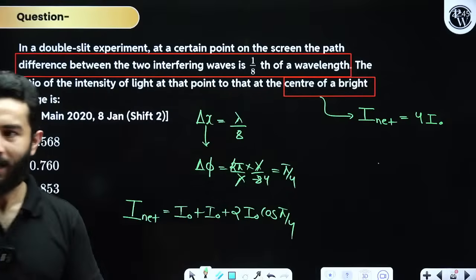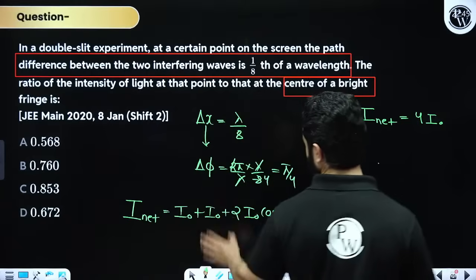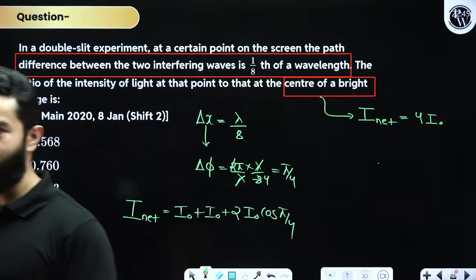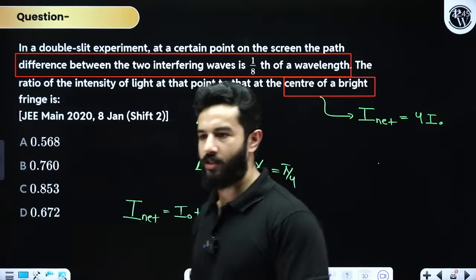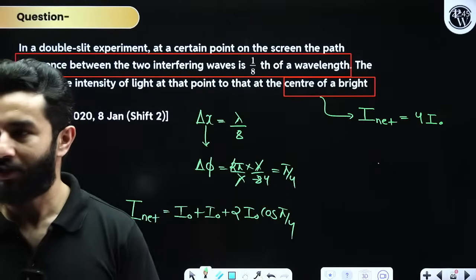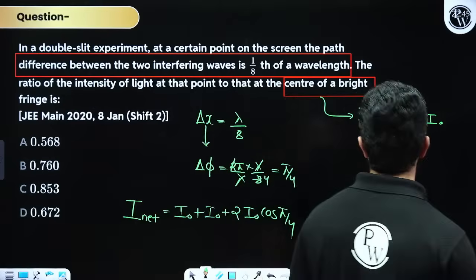Quickly write down in the chat box. Is this clear? Is this concept absolutely clear? The answer will be in decimal, so you will have to solve and check. Chalo, quickly write down in the chat box if this is all sorted.